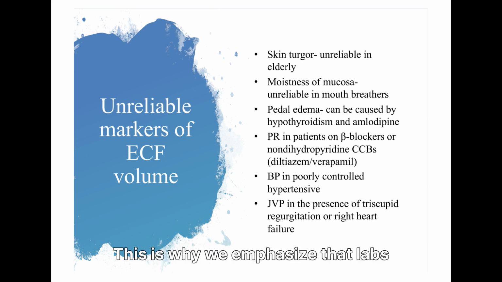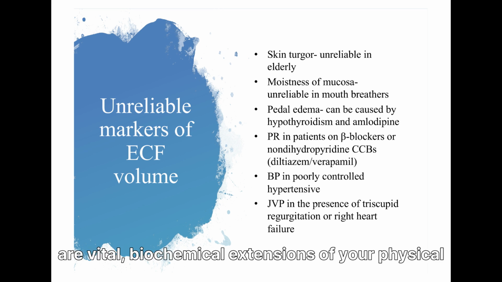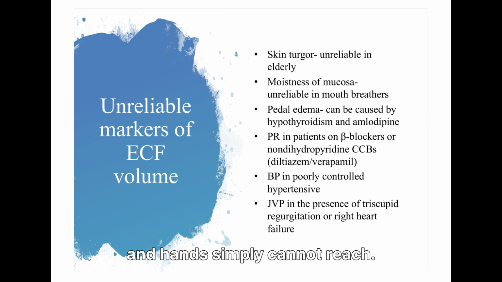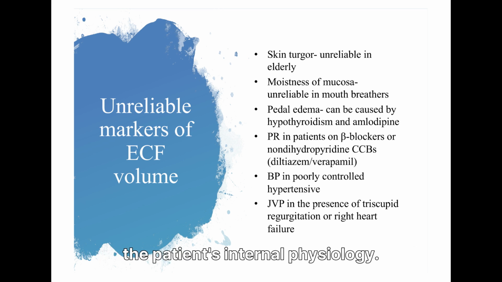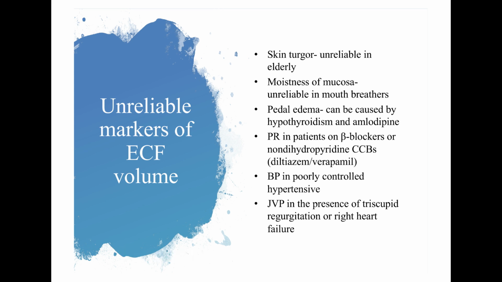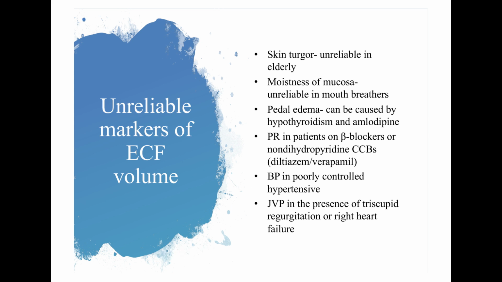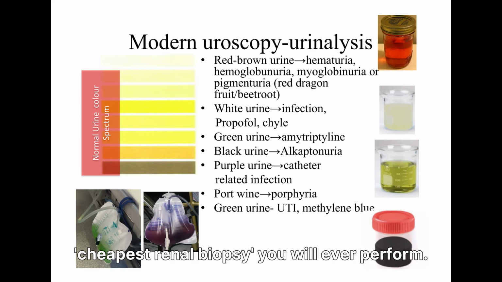This is why we emphasize that labs and urine are not just extra tests. They are vital biochemical extensions of your physical examination. They provide the evidence that our eyes and hands simply cannot reach. By using these extensions, we build a much more accurate and logical picture of the patient's internal physiology. Now, let's turn to our most powerful extension, the uroscopy. Uroscopy, the detailed inspection of urine, is often the cheapest renal biopsy you will ever perform.